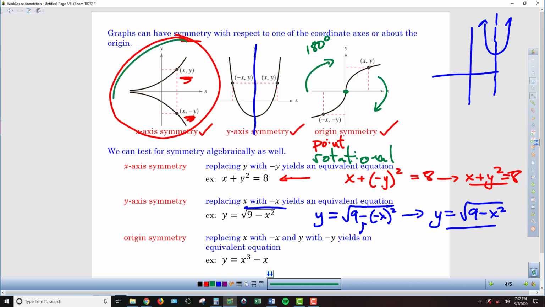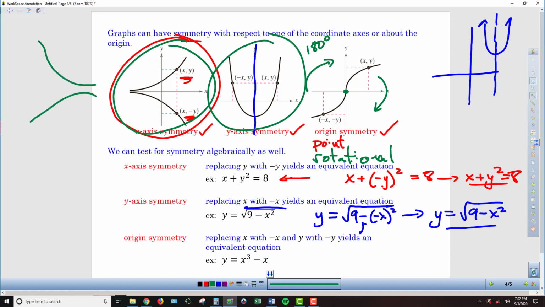If we look at these first two examples, if we were to spin the paper 180 degrees, clearly we would not fit back on top of ourselves. This one would now look like this. Here, for the parabola, we would have an upside down parabola if we rotated the graph 180 degrees. But on this one here, if we just spun our paper around, we would see the exact same graph.